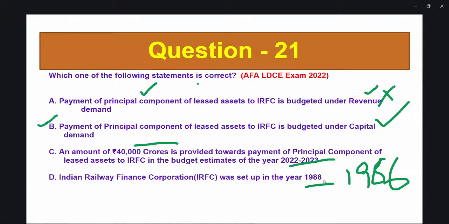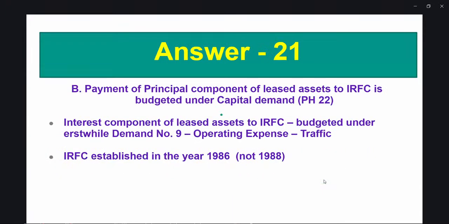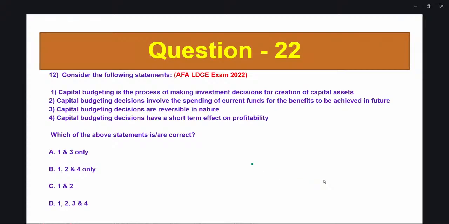Please check here, the question is very careful, whether the examiner is asking the correct question or not, the negative side. Okay. So B is correct. It is the planet 22, and interest component demand number 9. Because of this reason only, this demand number 9 is going to be the highest allocation. This is a little bit confusing.